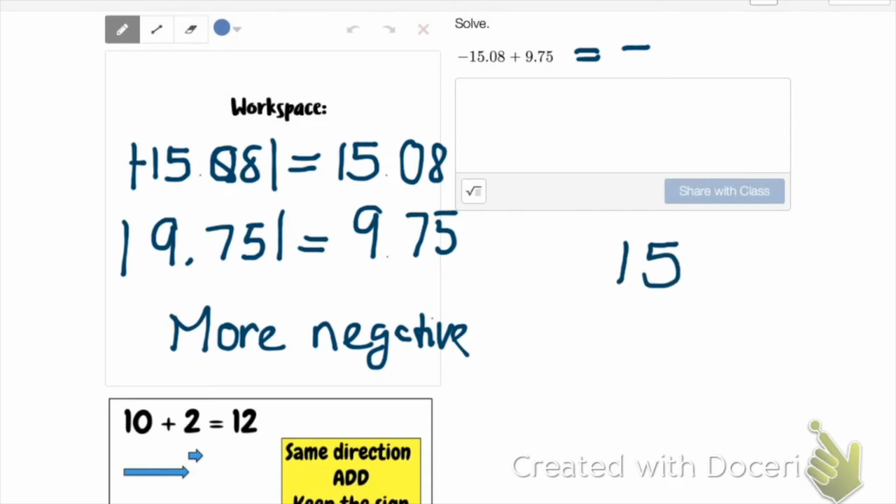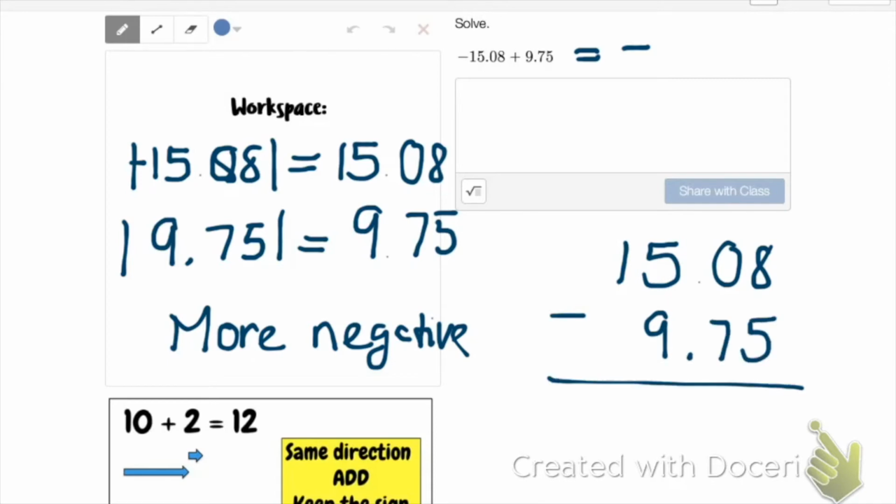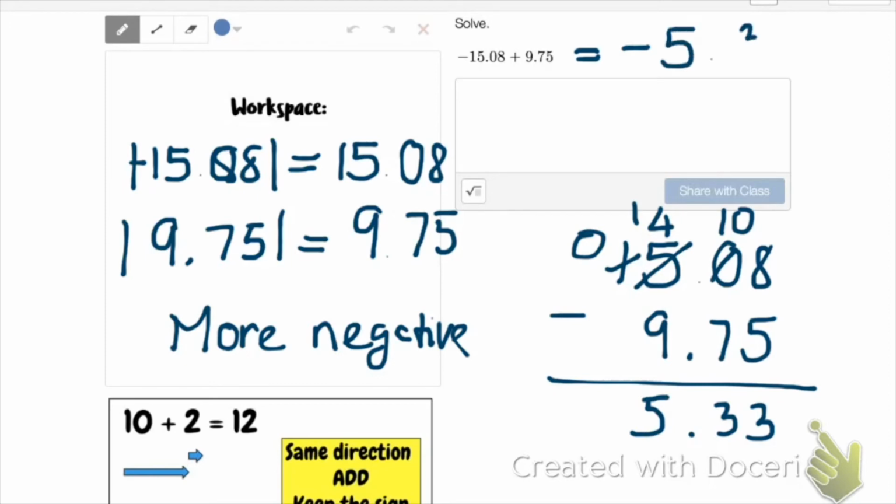Then I will take the bigger value, subtract the smaller absolute value. 8 minus 5 is 3. 0 cannot minus 7, so I have to borrow. 10 minus 7 is 3. 4 cannot minus 9, so I have to borrow. So 14 minus 9 is 5. So my answer is negative 5 and 33 hundredths.